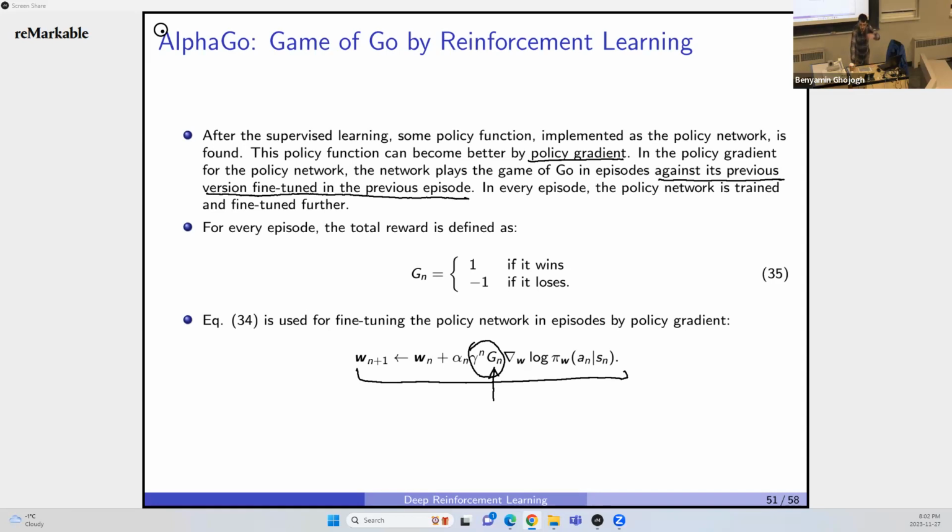Every time it wins against its previous version, they let G_N be 1. But if it loses or if it is a draw, it becomes -1. Right? Agree? So they simplified G_N.